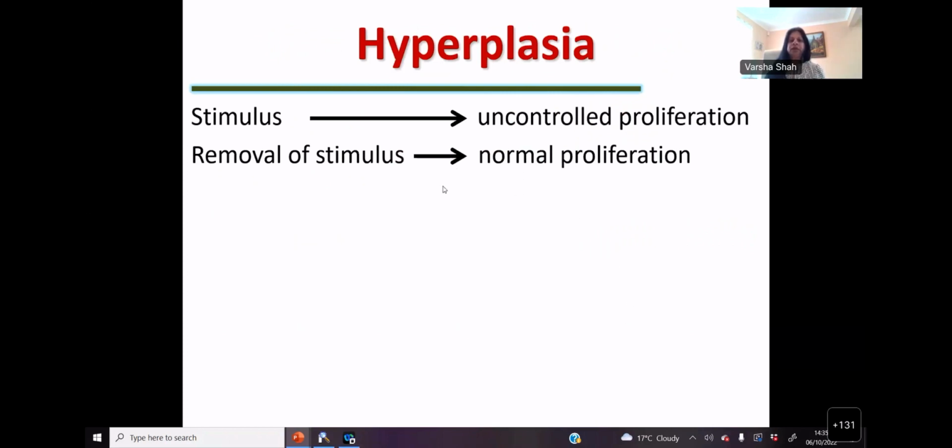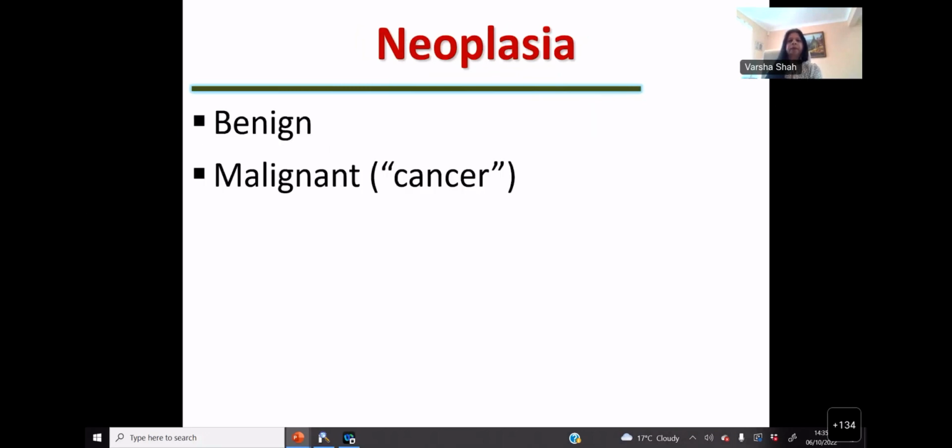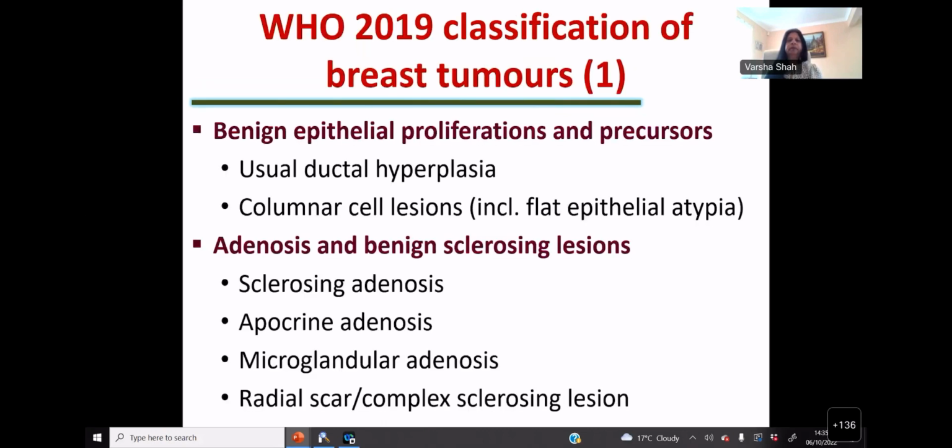So what exactly is hyperplasia? With any stimulus, when you get uncontrolled proliferation, it leads to hyperplasia. But when you remove the stimulus, it reverts back to normal. In contrast, in neoplasia, you get uncontrolled proliferation with stimulus, but when you remove the stimulus, the proliferation continues. So these neoplasias could be either benign or malignant, and I'm only going to talk about the benign ones today.